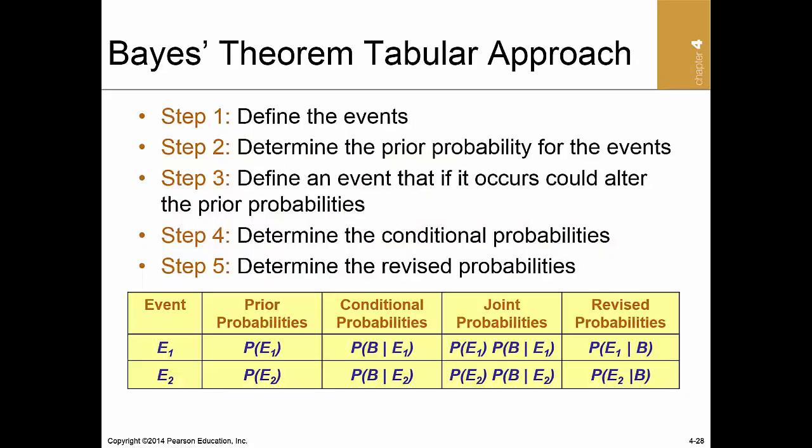One method that might make dealing with Bayes' theorem easier is to use a tabular approach. This method breaks the probabilities down into prior, conditional, joint, and finally revised probabilities.